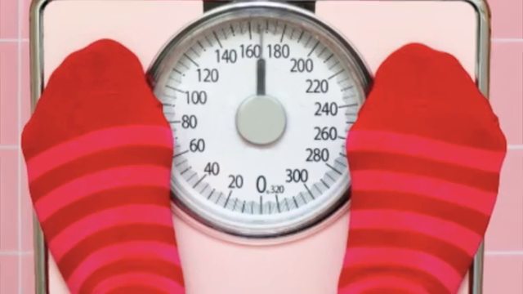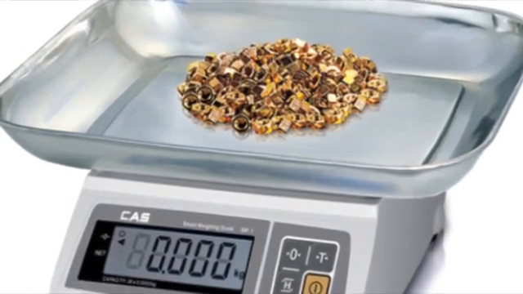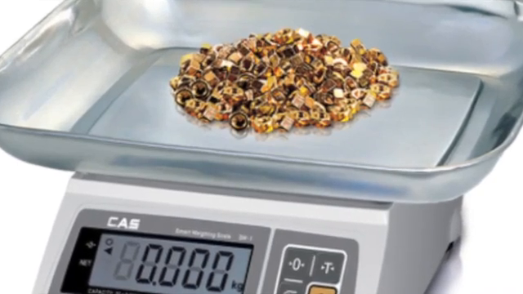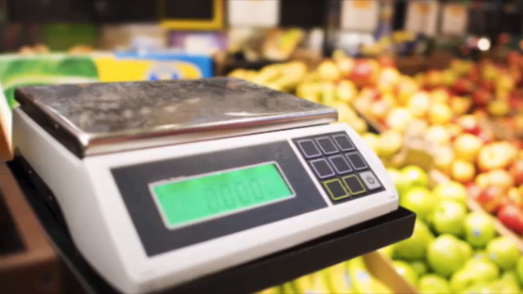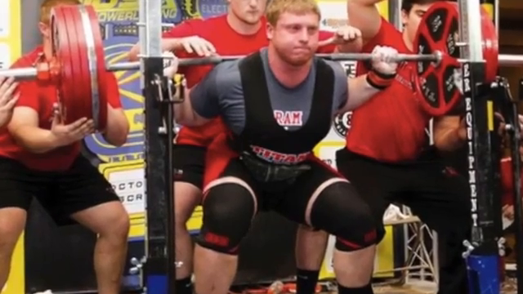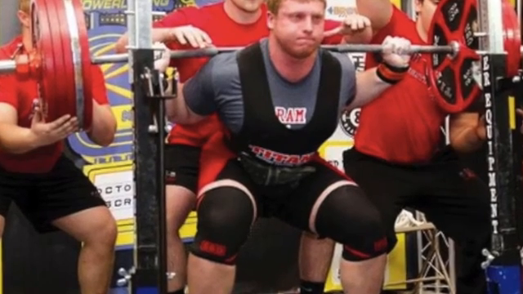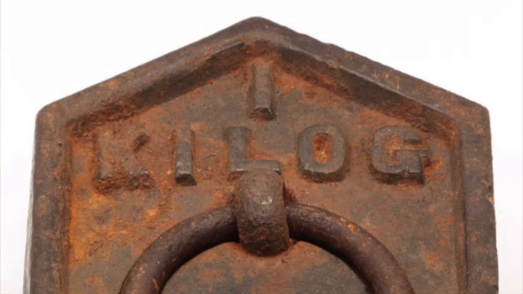Now if we're trying to find the mass of perhaps you, or metal, or even fruit at the market, or maybe we're trying to measure how much mass we can actually squat on a squat rack, no matter what you're doing, we use what's known as the kilogram. The kilogram was originally defined in 1795 as the mass of 1 liter of water. So they actually tied the volume of 1 liter of water into a kilogram.